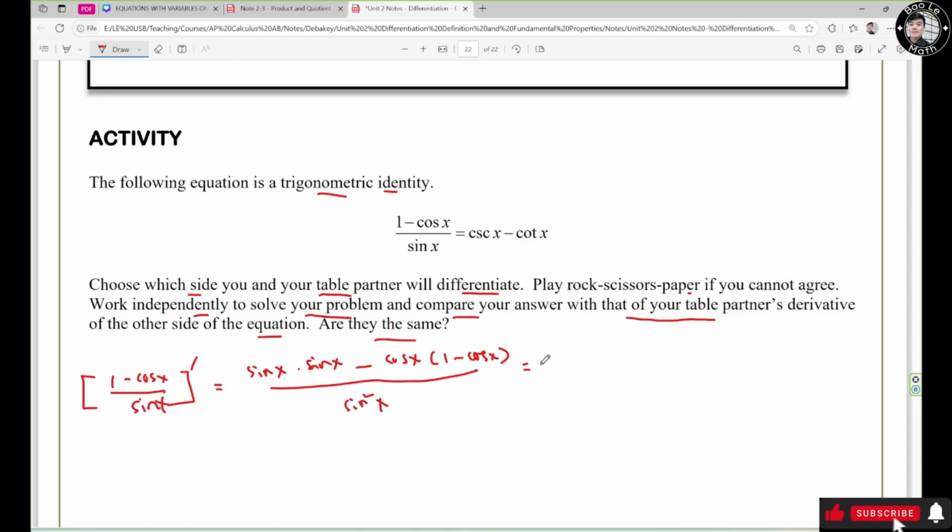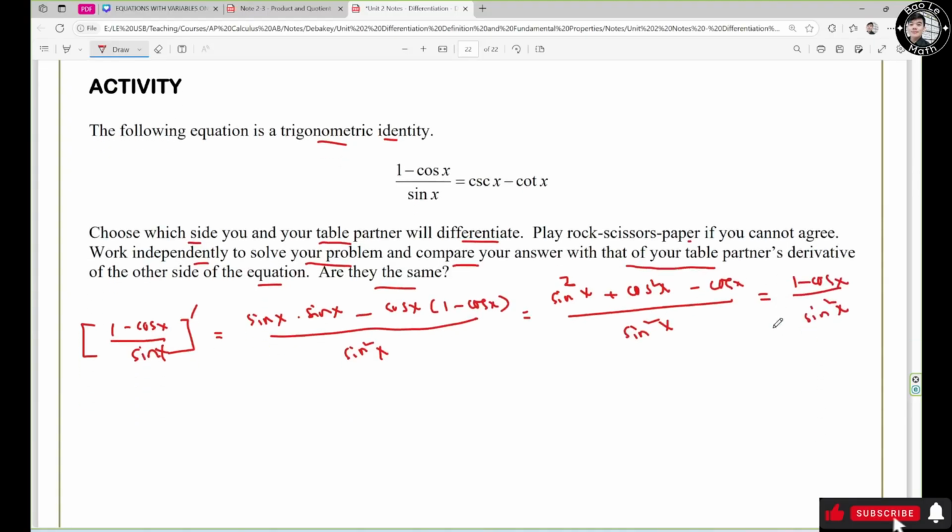Now I'm going to simplify this one. It's going to be sine square of s. Negative cosine times negative cosine is going to be plus cosine square of s. And then negative cosine times 1 is going to be negative cosine s, over sine square of s. So sine square plus cosine square of s equals 1. So that gives 1 minus cosine s over sine square of s. I leave it over there.